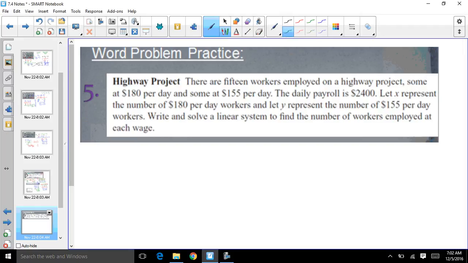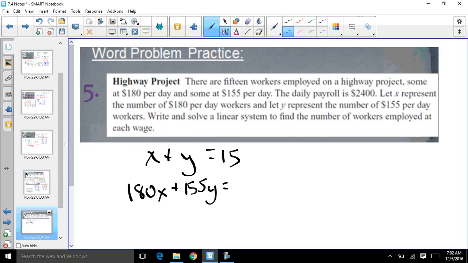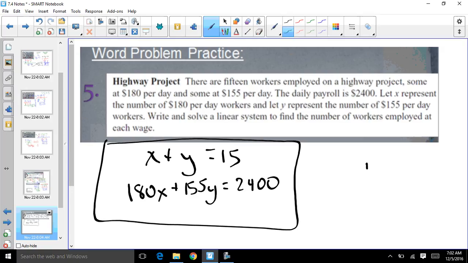Now, I'm not going to make you wait for too long. I really would like for you to pause here and work on it. But here are your 2 true statements. X plus Y is going to equal 15. And also you've got 180X plus 155Y, and that equals 2,400. If you use these 2, you should be able to find your solution.